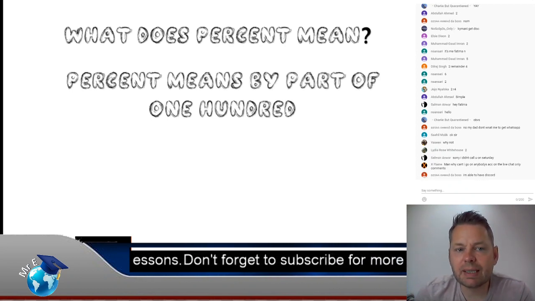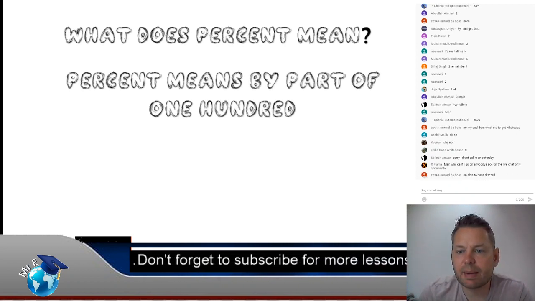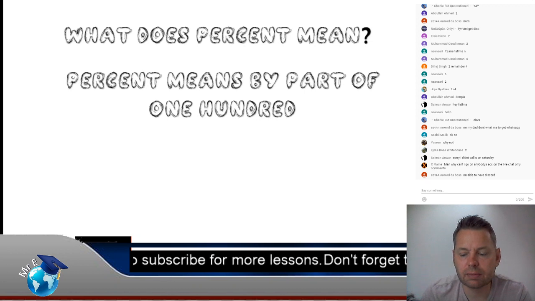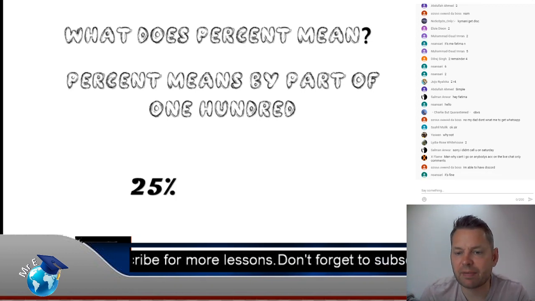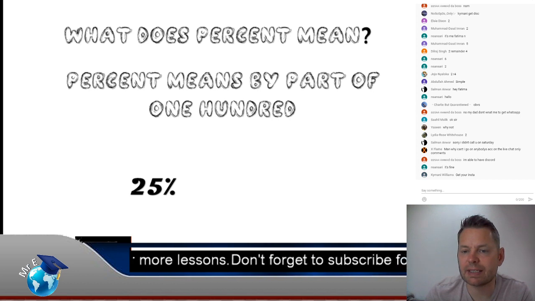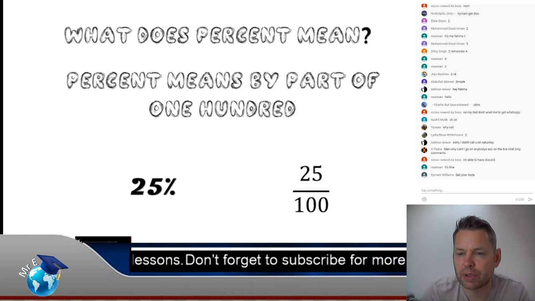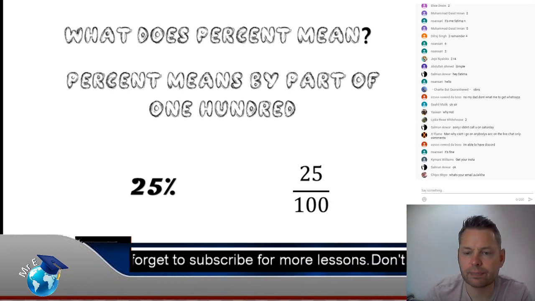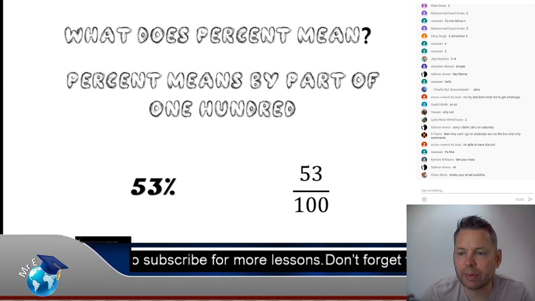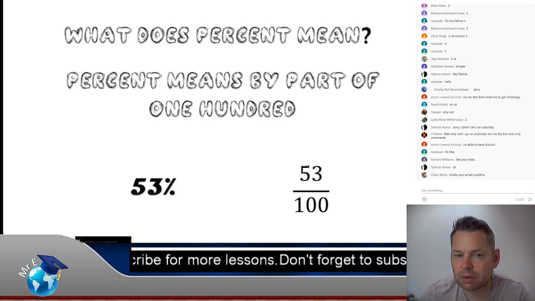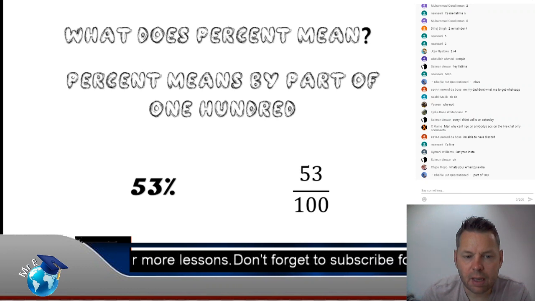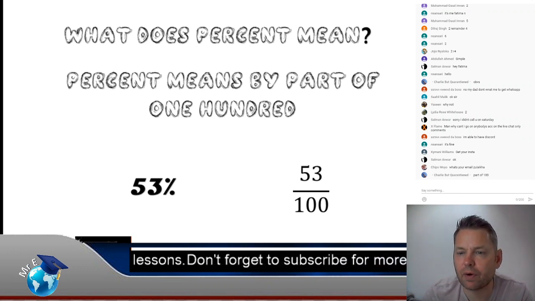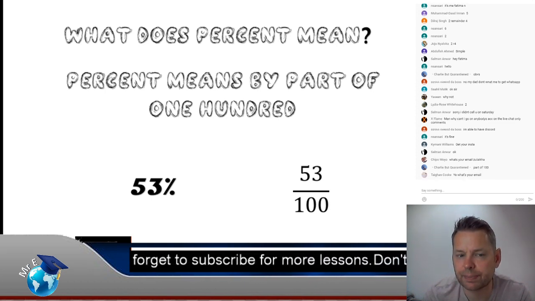Who can tell me what it means? Well, I can tell you percentage means part of 100, which means that it's out of 100. So an example would be 25% as a fraction is 25 out of 100. Okay? So 25 out of 100. 53% would be 53 out of 100. Okay? So all percentage means is part of or out of 100. Okay? So part of 100.